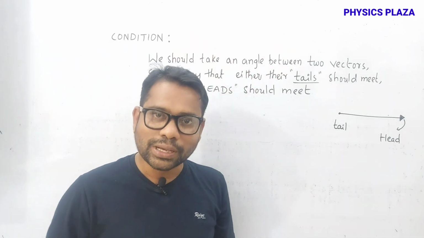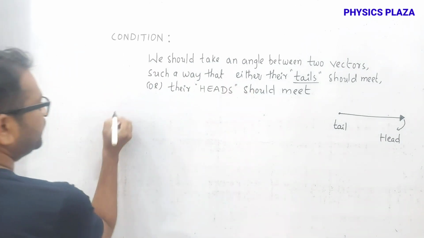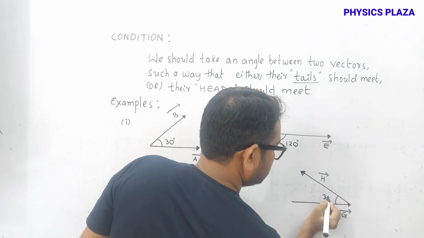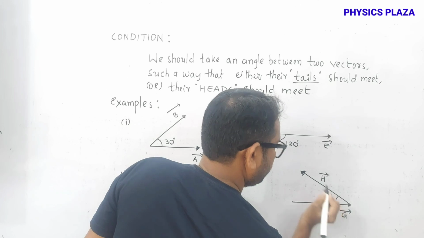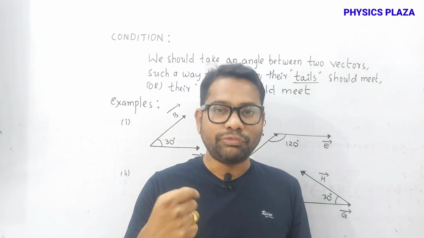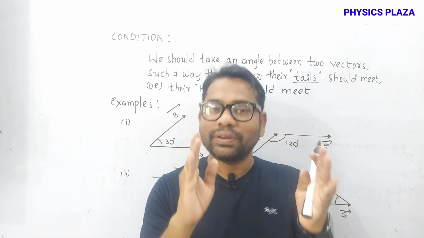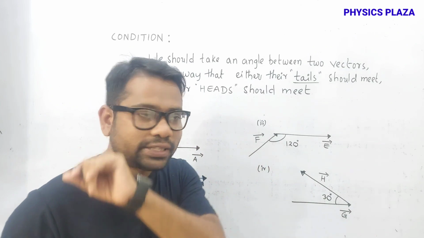Fine. So then how to understand this? Let us take a few examples so that it will be very easy to understand. Let us take these four examples so that we will get a 100% command on the angle between two vectors. It's very easy. Children, let us see the first example.